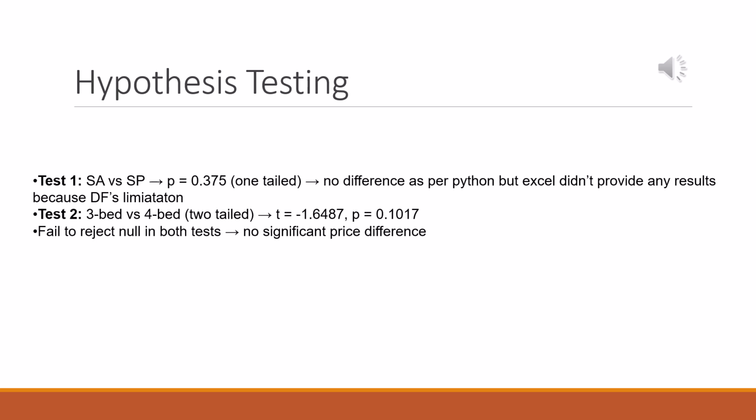Since this is greater than our significance level of 0.05, if we do it from the perspective of the p-value method, we fail to reject the null hypothesis. In simple terms, all it means is there was not enough evidence to say that the average price differs between the three and the four-bedroom properties.